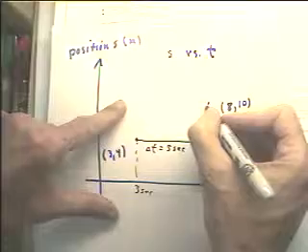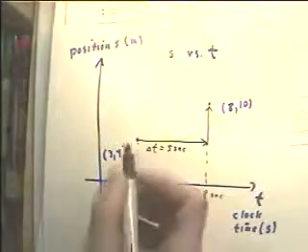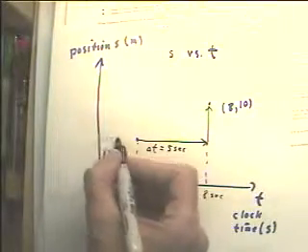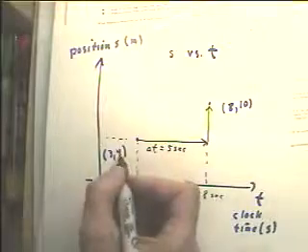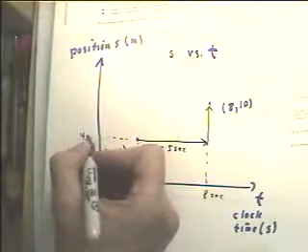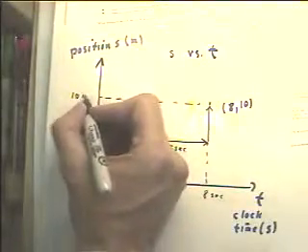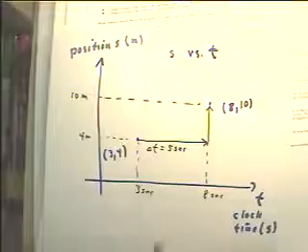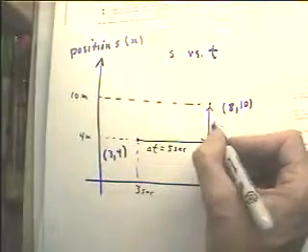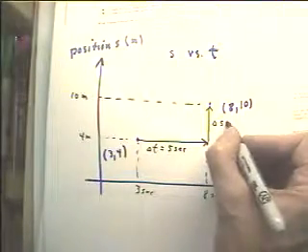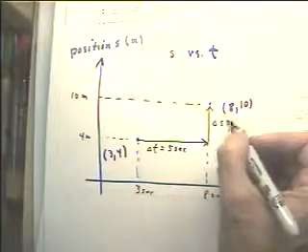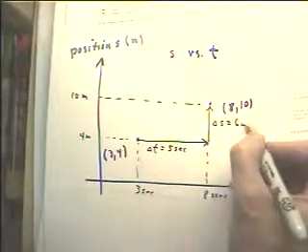The rise of this graph represents the change in position from 4 meters to 10 meters. That's a change of position of 10 meters minus 4 meters, or 6 meters.